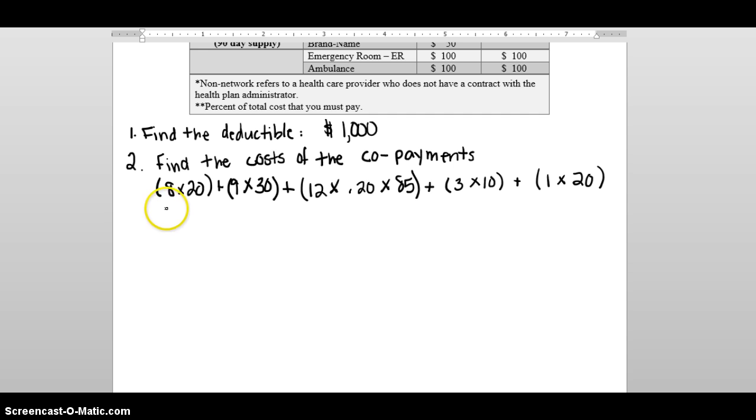This gives us 160 plus 270 plus 204 plus 30 plus 20 gives us a total for her copays of $684.